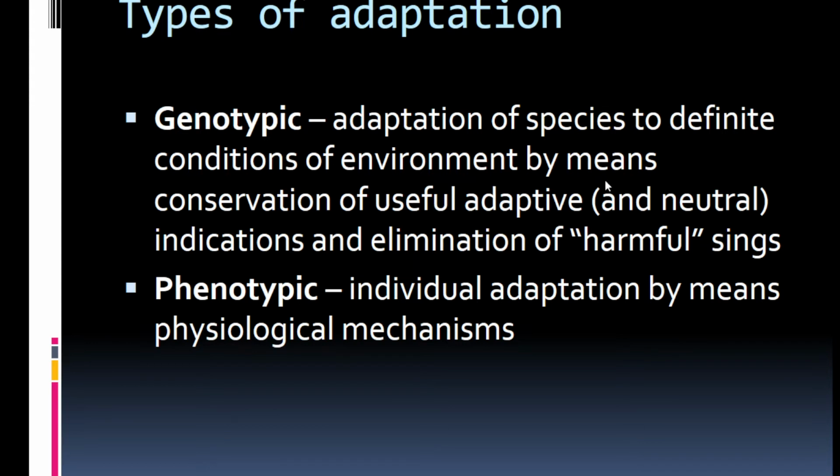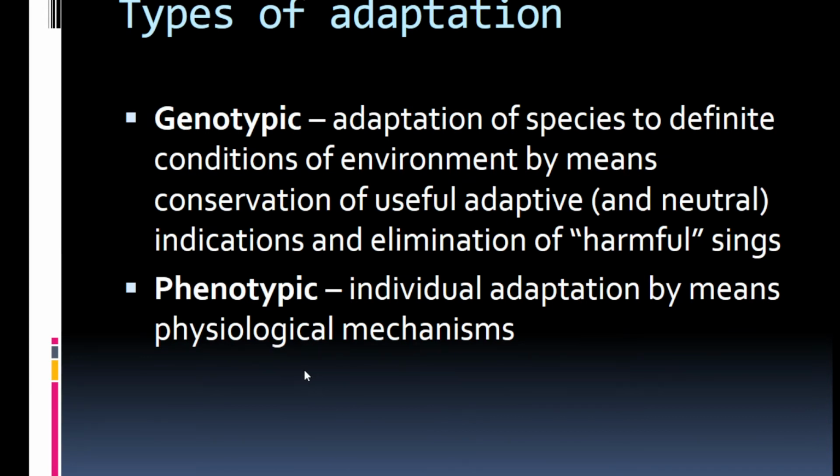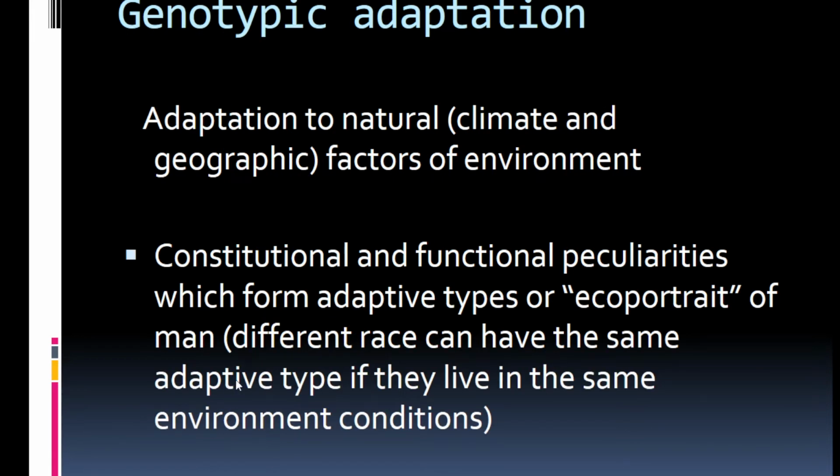Genotypic adaptation is adaptation of a species to definite conditions of the environment by means of conservation of useful adaptive indications and neutral ones, and elimination of harmful things. Phenotypic adaptation is individual adaptation by means of physiological mechanisms. And of course, the last type of adaptation is more interesting for us because in this case we mean the quality of health of a person who adapts to the external environment, to the environment in whose conditions this person is.